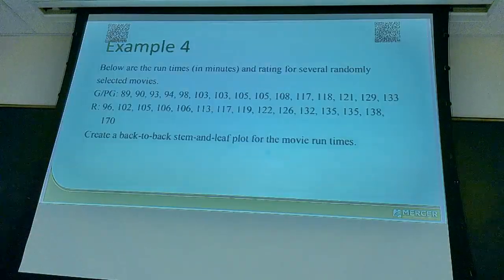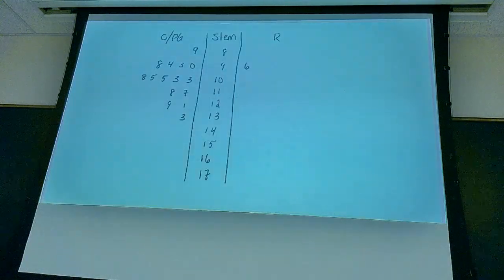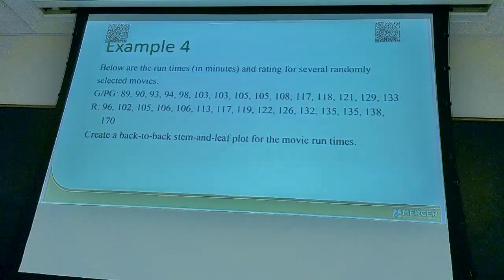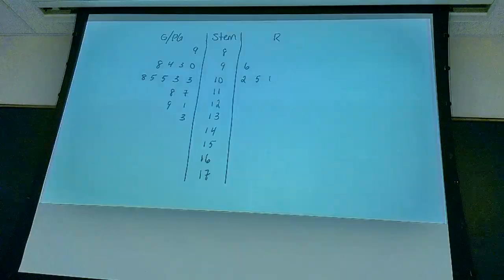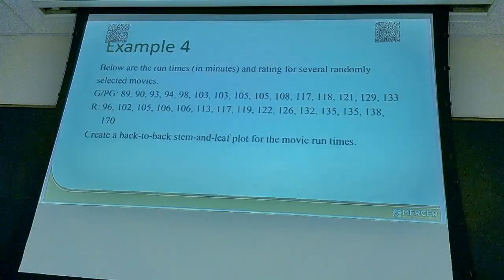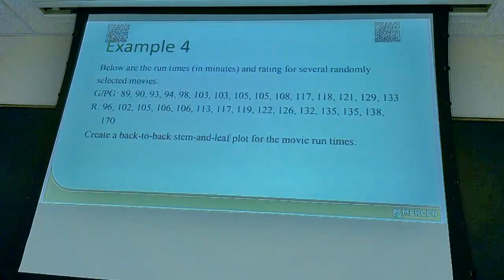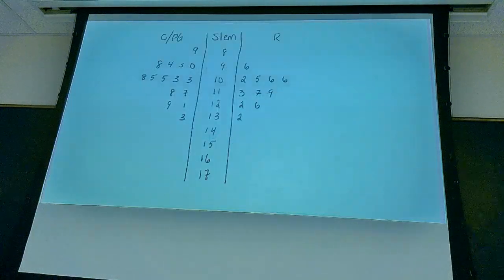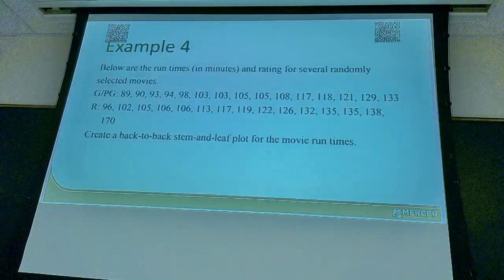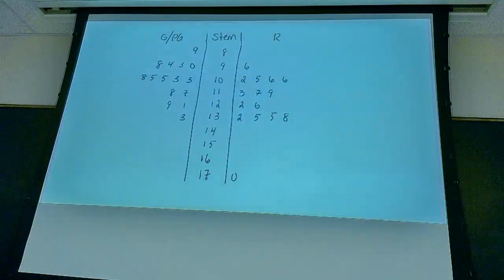Now look at the R's. 8s, no. 9s, yes. List them. 6. 10s: 2, 5, 6, 6, 3. 11s: 3, 4, 9. 12, 13, 14, 15, 16, 17. Where's the stem? Get back to that.